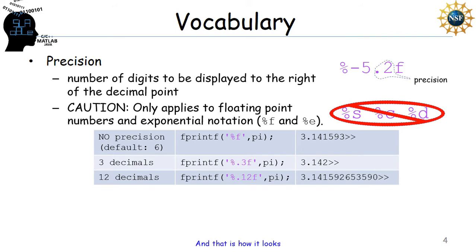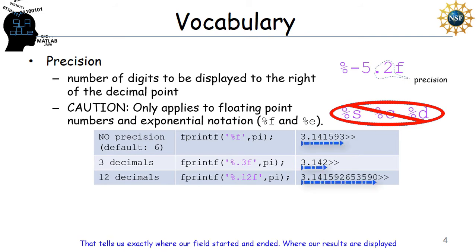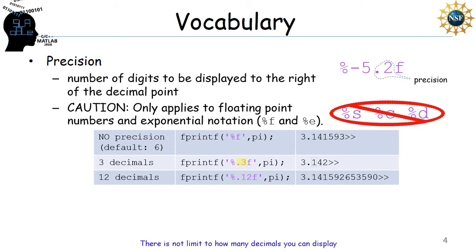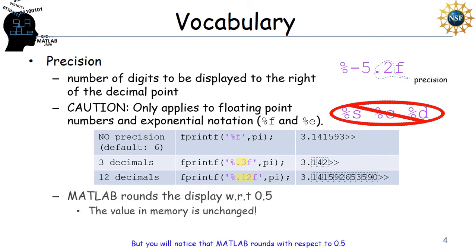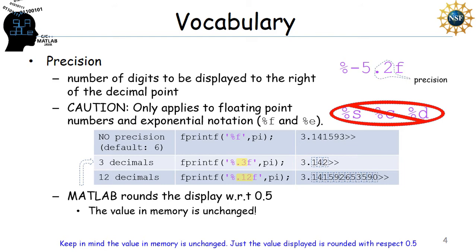And that's how it looks. Now notice I'm not putting the \n in these examples. Just to show you where those prompt symbols end, that tells us exactly where our field started and ended, where our results are displayed. 0.3, I have 3 decimals. There is no limit to how many decimals you can display, small or big, but you will notice that MATLAB does round with respect to 0.5. Now keep in mind, the value in memory is unchanged, absolutely no changes in memory. Just the display looks rounded with respect to 0.5.